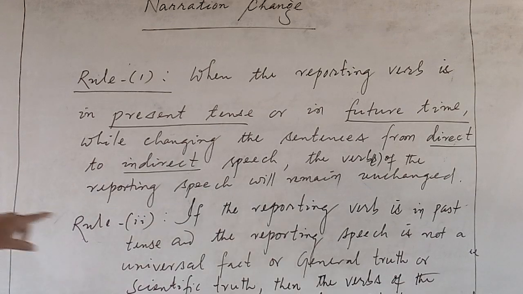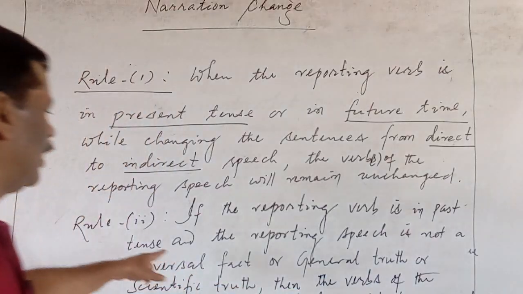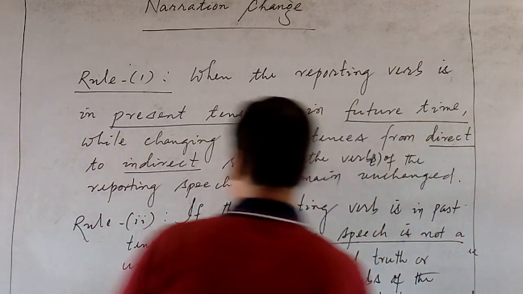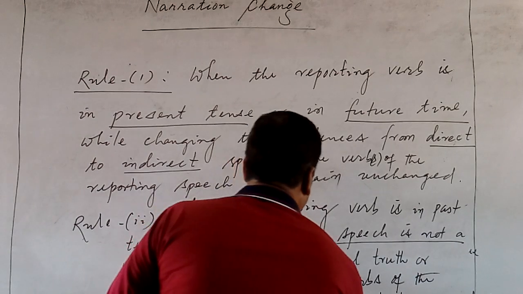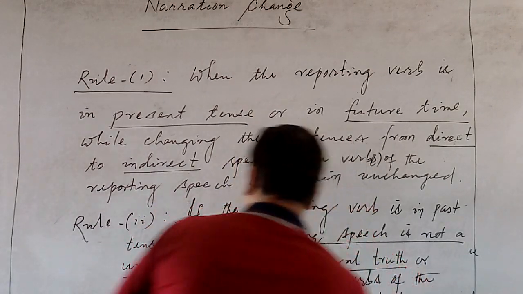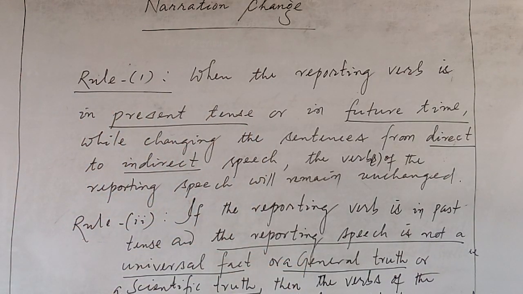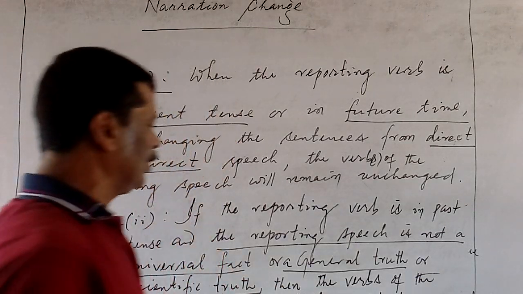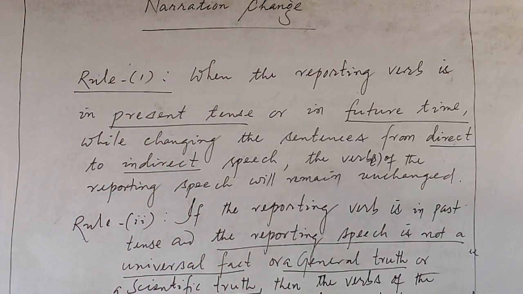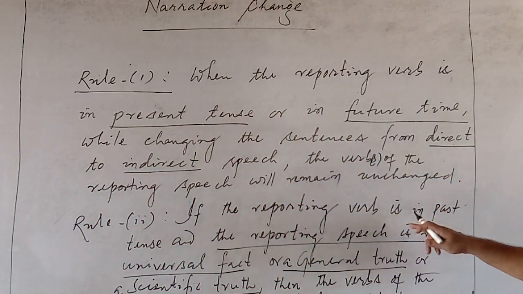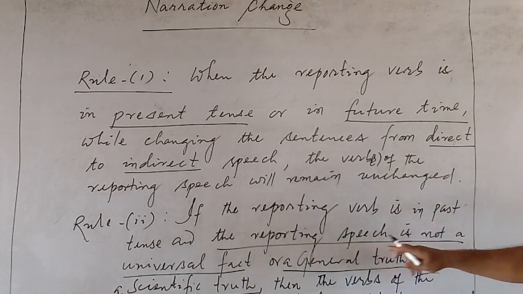See what I have written: the reporting verb is in past tense and the reporting speech is not a universal fact or a general truth or a scientific truth, then the verbs of the reporting speech will change into the corresponding past tense. Try to understand the second rule. What I have written is the reporting verb is in past tense and the reporting speech is not a universal fact or a general truth or a scientific truth.